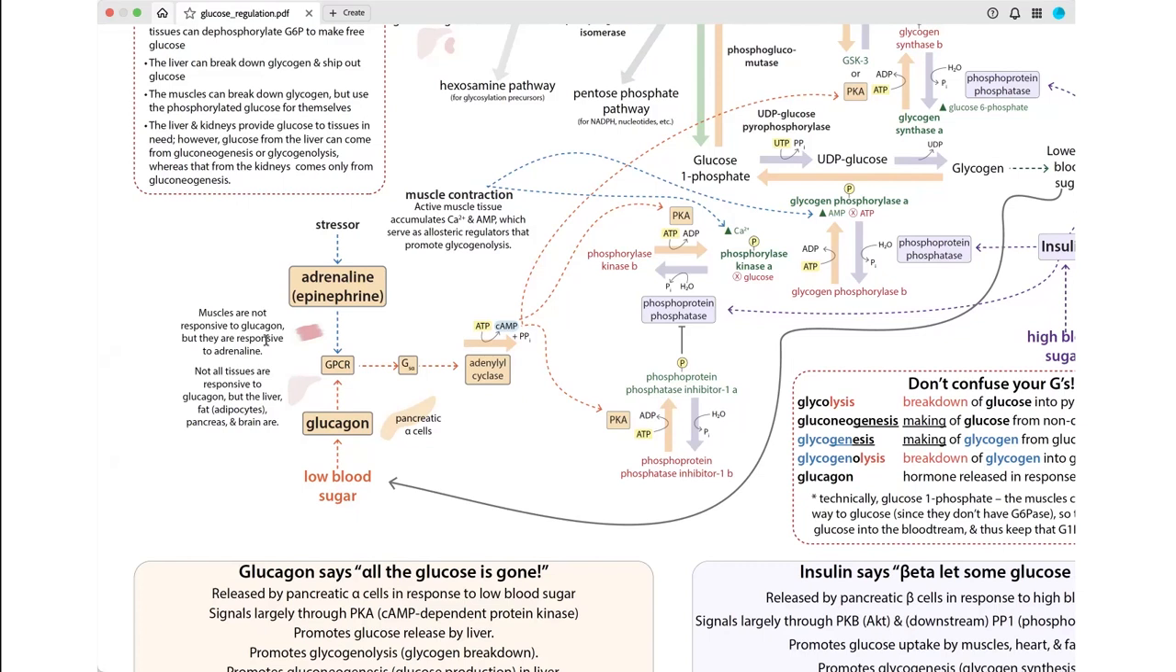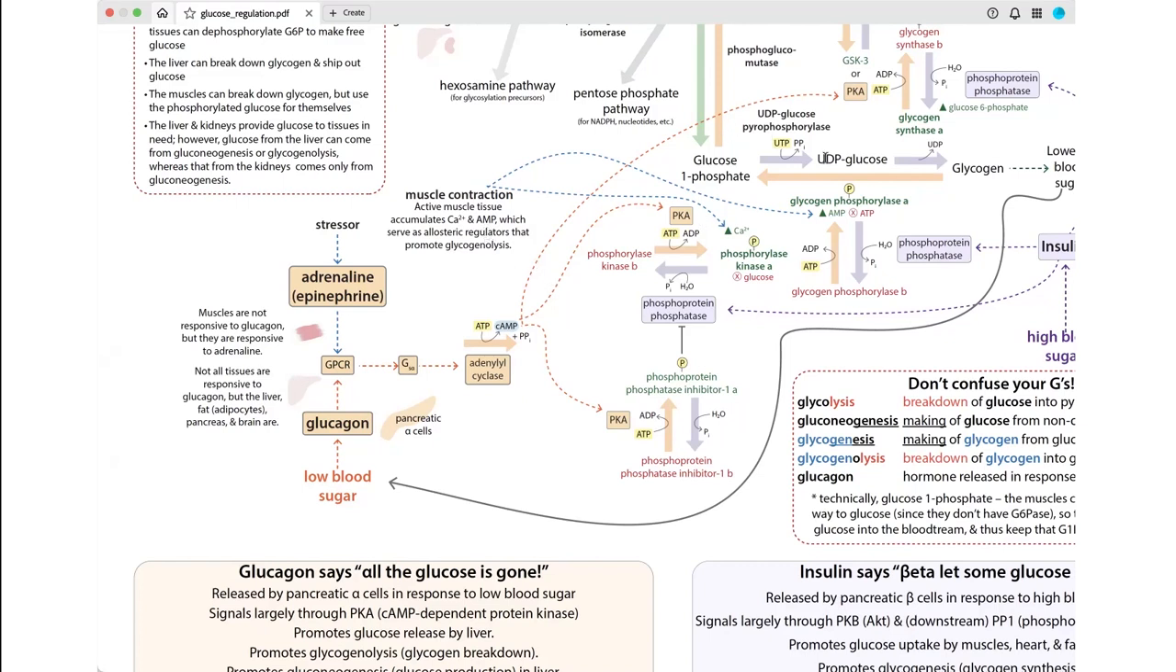Well, if there's some sort of stressor, their fight or flight response, if you need to run away from a bear, you're going to want some energy. And if you're wanting to just move your muscles, you're also going to want some energy. And so muscle contraction, one of the signals for it is an increase in calcium. Calcium is going to activate various players in the game, such as phosphorylase kinase. It's also going to have AMP acting as an allosteric regulator.